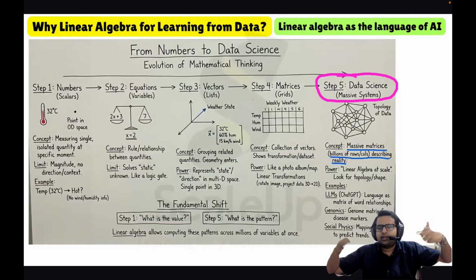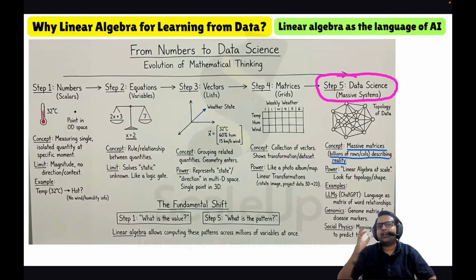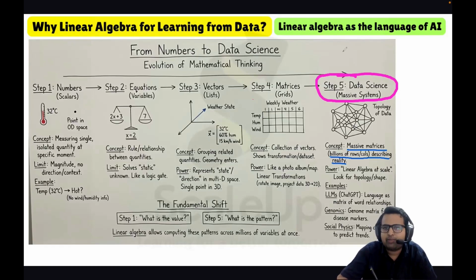We process it to measure the entire systems. Data science is all about measuring reality and analyzing massive systems. Now, what is the power of data science? What benefits do we get? Data science is like linear algebra at scale. We stop looking at individual numbers and start looking at the topology, the shape of the data.